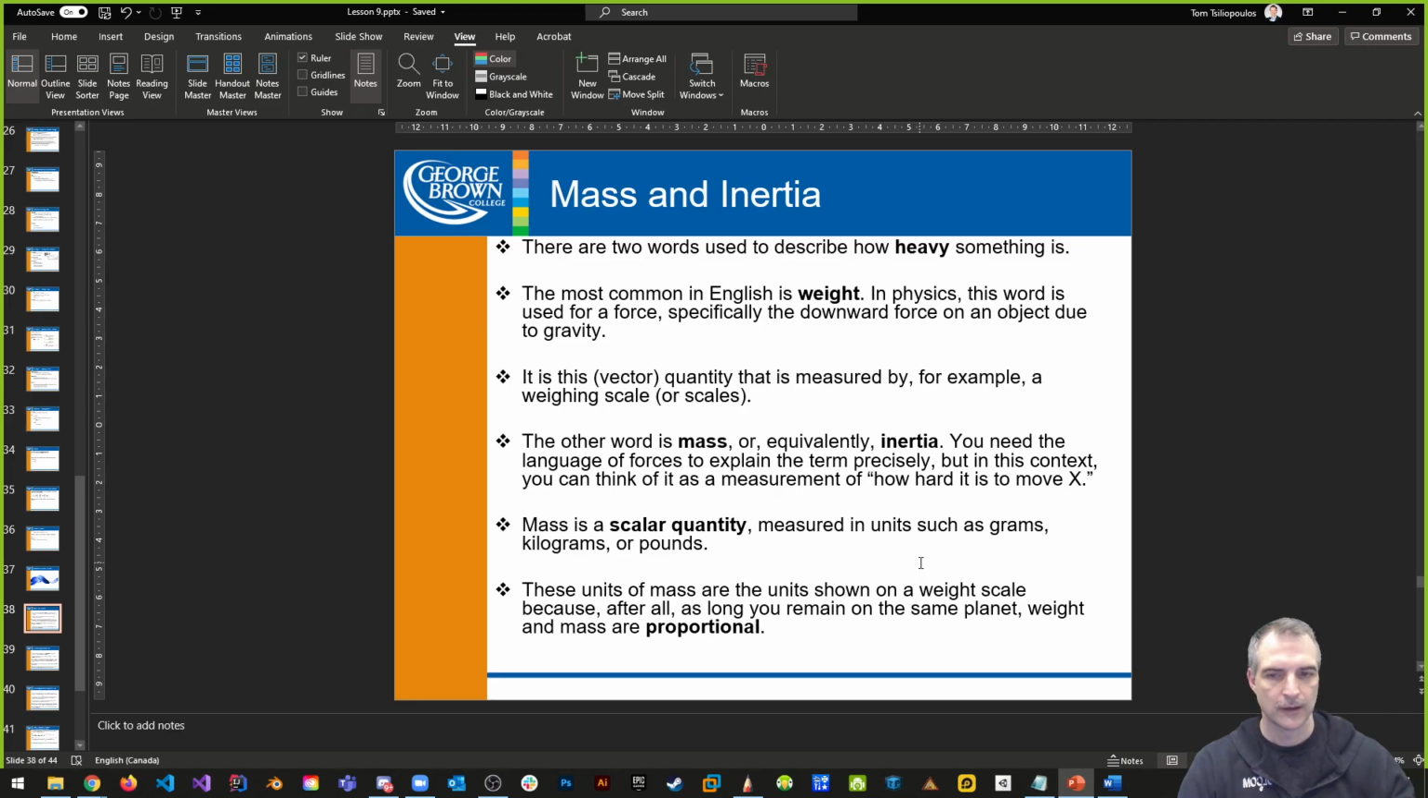We talked about that. Similarly, when we think about inertia or mass, it's how hard it is to move our mass. The more inertia I have, the more energy it is going to take for me to move my mass. That's inertia. Mass, we know, is a scalar quantity measured in units such as grams, kilograms, or pounds. And we know that weight and mass are proportional based on the gravitational energy that's in a system. Okay, so just some terminology that we're going to be talking about.